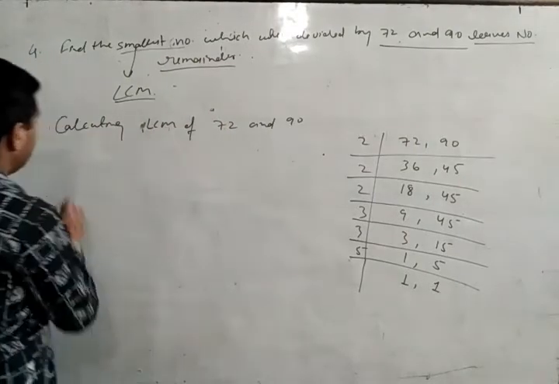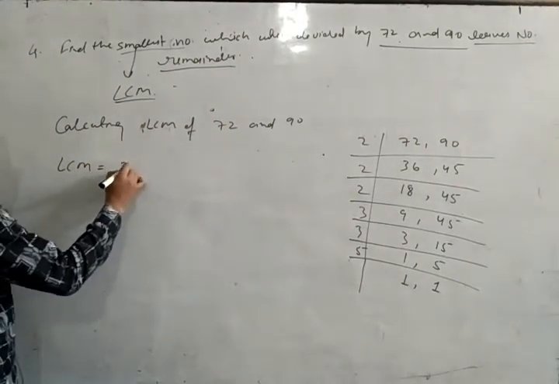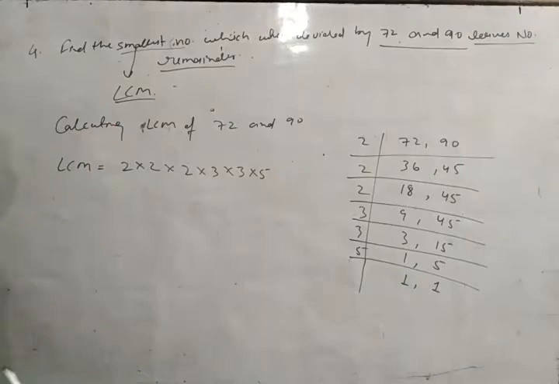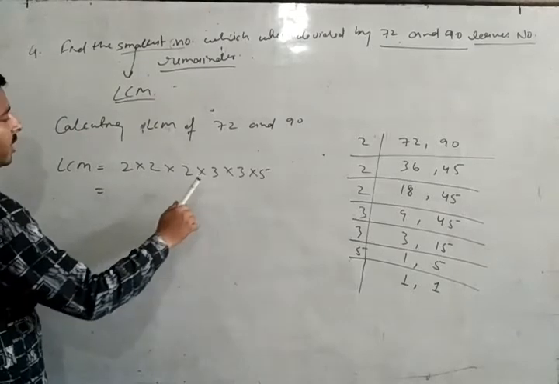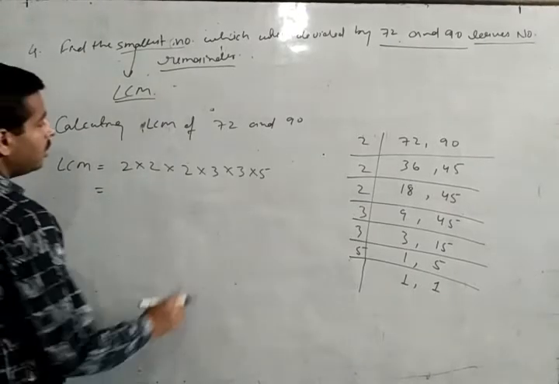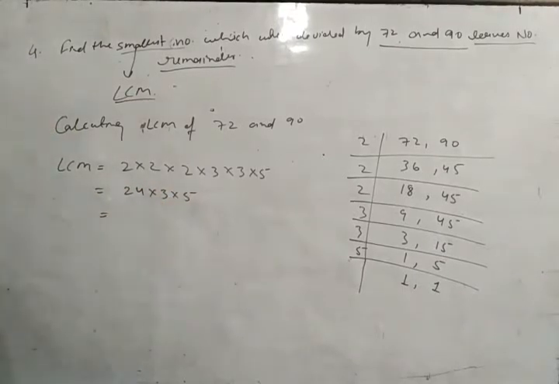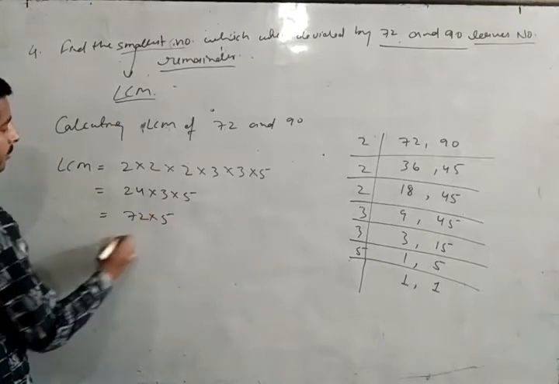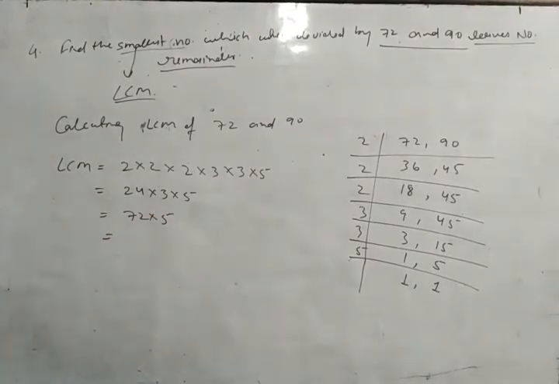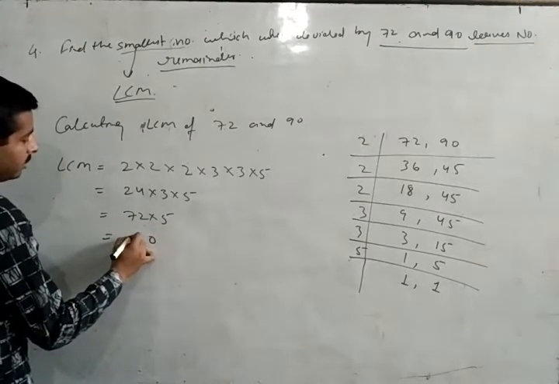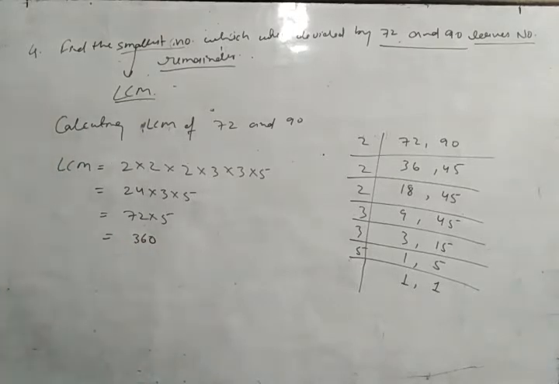So the LCM is equal to 2 cross 2 cross 2 cross 3 cross 3 cross 5. If we multiply these numbers, we get 2 times 2 is 4, times 2 is 8, times 3 is 24, 24 multiplied by 3 is 72, multiplied by 5 gives you 360. Means the LCM of these numbers is 360.